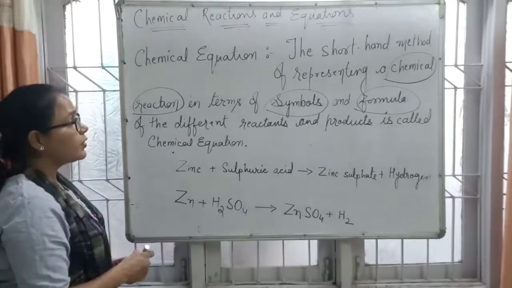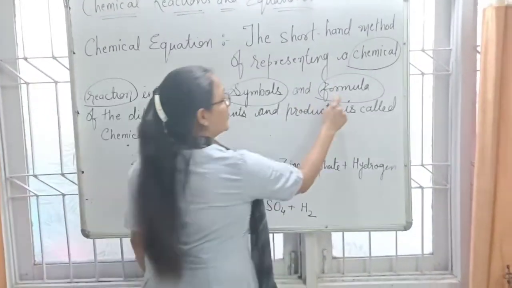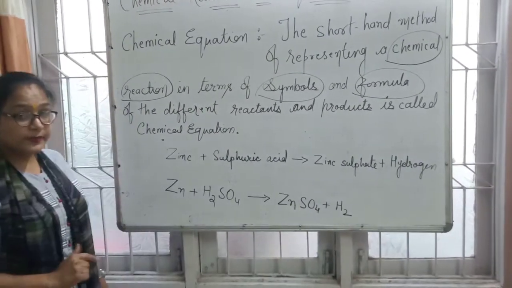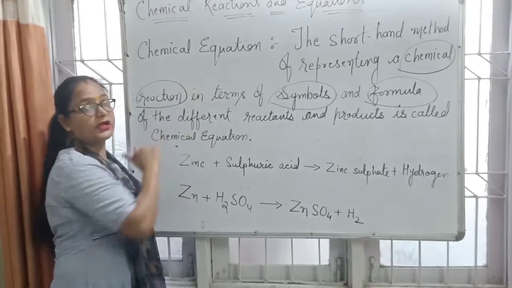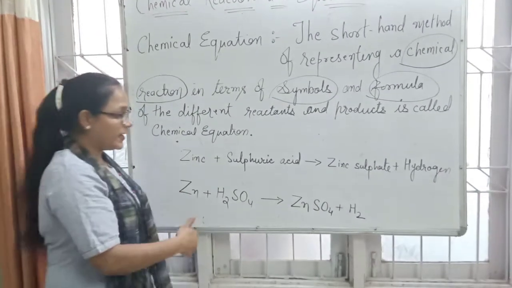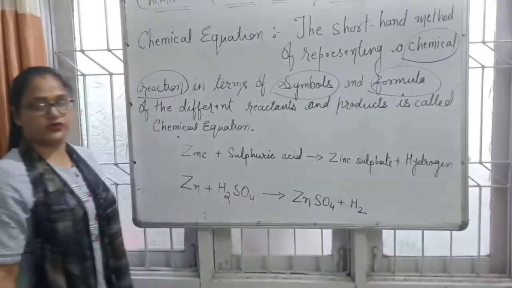This is the most important thing. We should have a proper grip on the formulas. Formulas should be correct. If the formulas are correct, the equation will be correct, and it should be balanced. In the next part, we will balance all the equations.